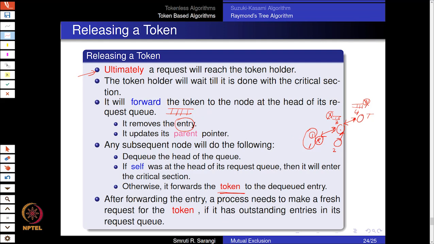1 is at the head of its queue, so it uses the value. Right? If self was at the head of the request queue, then it will enter the critical section. Otherwise, it will forward it to the dequeued entry. So after forwarding the entry, a process needs to make a fresh request for the token if it has outstanding entries in its request queue.